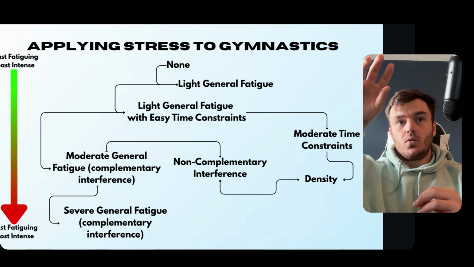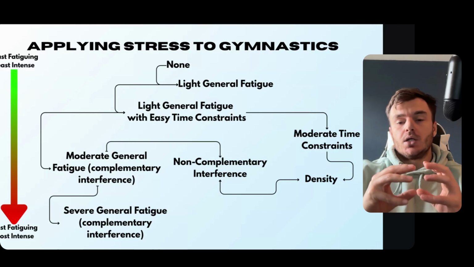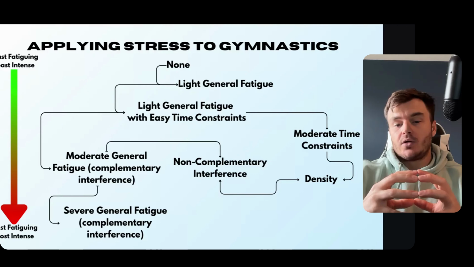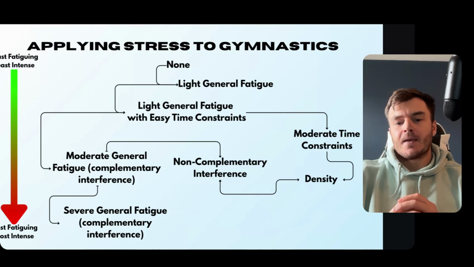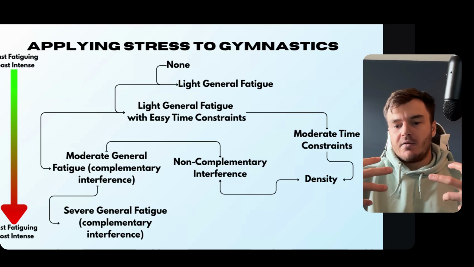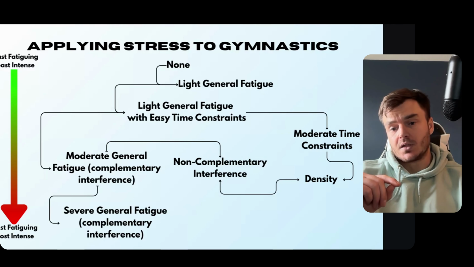From here, where we have this light general fatigue at the top, kind of like the moderate zone, you can go down and do moderate general fatigue with complementary interference. And so this might be something like you've got ring muscle ups and you want to challenge them a little bit. You want to make it a little bit more contextual than just riding the bike. It might include something like some goblet squats and some double unders or some walking lunges. A movement that's going to give you that underlying level of fatigue, but it's not going to be directly interfering with the tissues necessary to execute the ring muscle up.